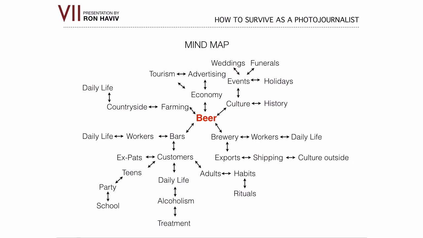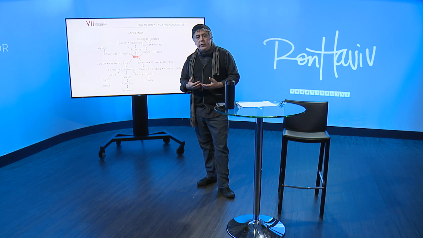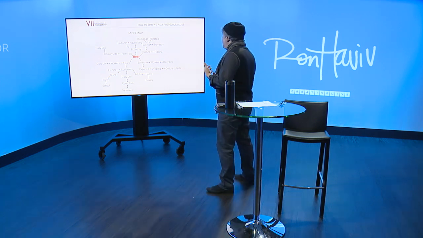if you're doing a huge National Geographic story. But maybe you really want to zoom into just the effect of beer on teens. And that means you need to photograph teens at school, teens at a party, teens at home, and so on. And you start to figure out all these different things. And it's such an easy and super helpful exercise. I mean, it really can take you in so many different ways.